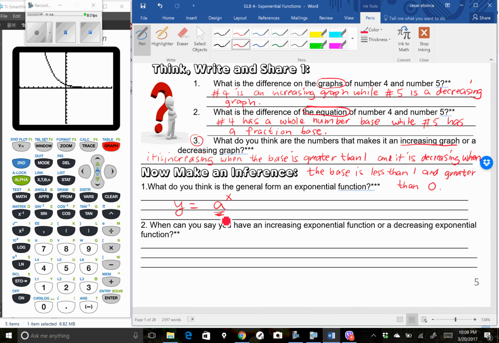So I would say increasing. I will just write it in symbol. Increasing if a is greater than 1. And when can you say it is decreasing? If a is less than 1 and also greater than 0. Or simply saying that it should be between 0 and 1. Okay, so I hope you understand this one.